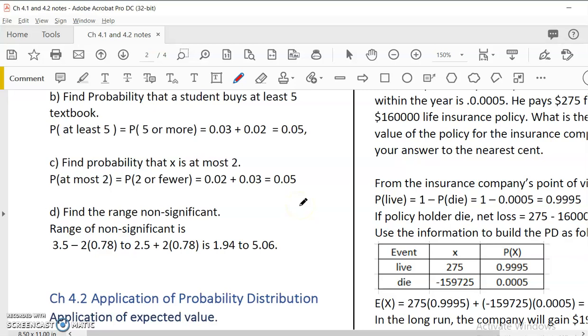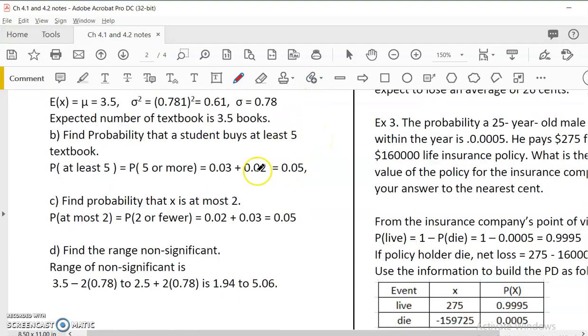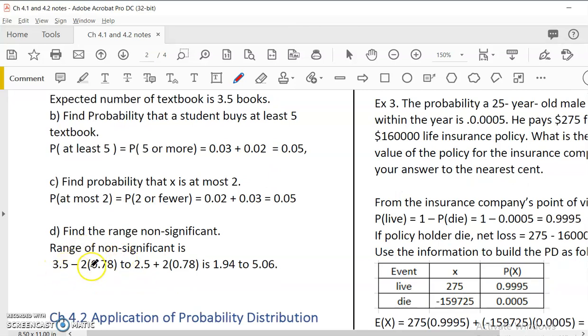Again, we also ask for the non-significant range. Because the standard deviation is 0.78 and the mean is 3.5, we do 3.5 minus 2 times the standard deviation to 3.5 plus 2 times the standard deviation. So that would be 1.94 to 5.06. If you analyze this, what is surprising? Anything between them is not surprising because 3.5 is the average. This is non-significant; they can show up by chance.